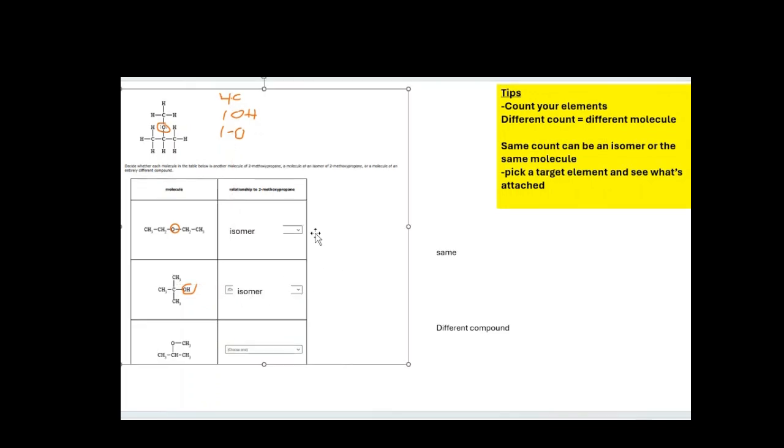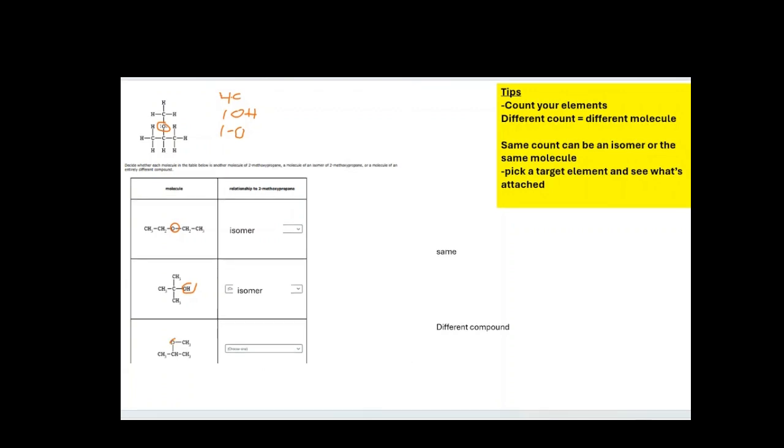I look next at the compound down here. Again, I start by counting, so I make sure my count matches up. I see I have 4 carbons, 10 hydrogens, and 1 oxygen. So that makes sense. And next, I'll focus on my oxygen again. So on this oxygen up here, I have a CH3 and a CH. And I look at what's attached onto my oxygen here, and I see I got a CH3 and a CH. So that's a telltale sign that it's probably going to be the same molecule.